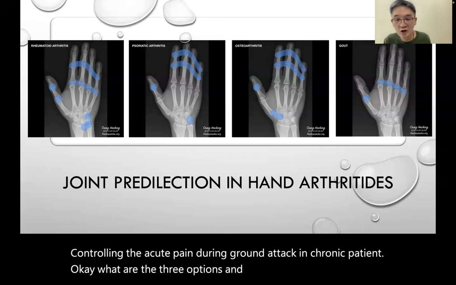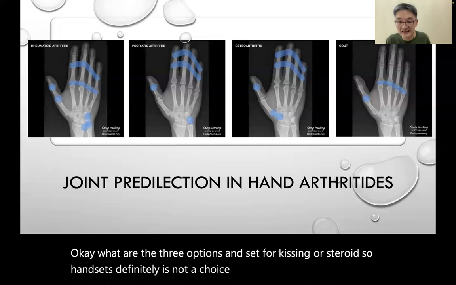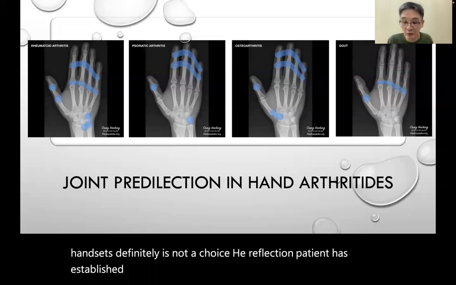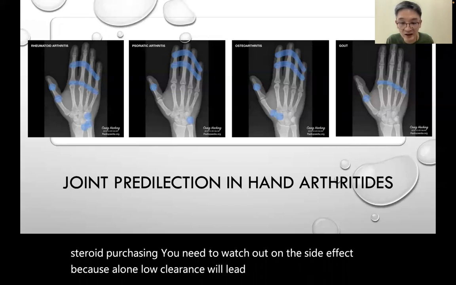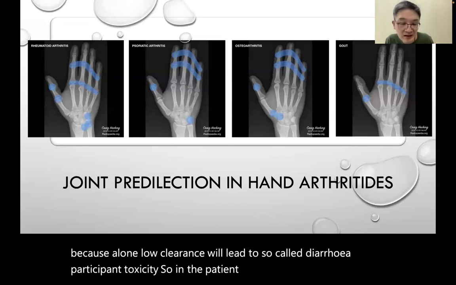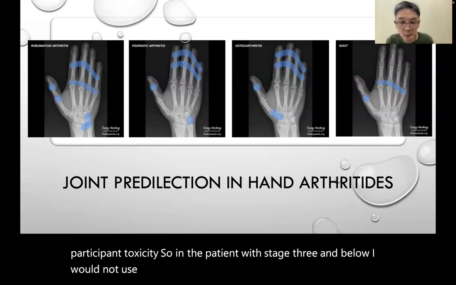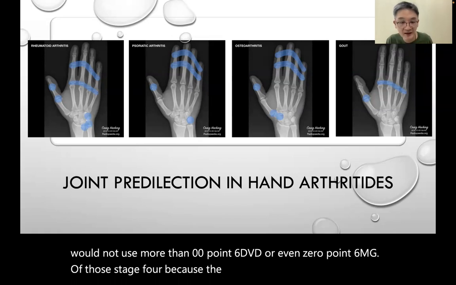NSAIDs, colchicine, or steroid. NSAIDs definitely is not a choice here if the patient has established chronic renal failure. So you are left with colchicine and/or steroid. With colchicine, you need to watch out for the side effects because low clearance will lead to diarrhea, colchicine toxicity. In a patient with CKD stage 3 and below, I would not use more than 0.6 milligram BD, or even 0.6 milligram OD for those in stage 4, because the risk of diarrhea is very high.